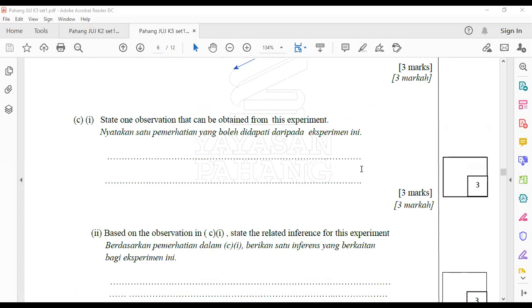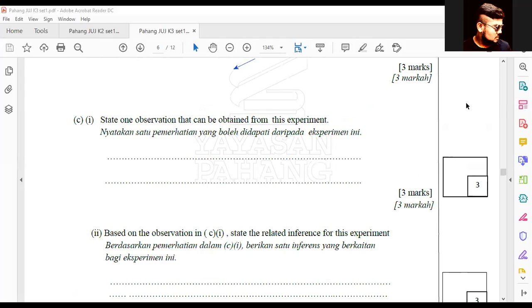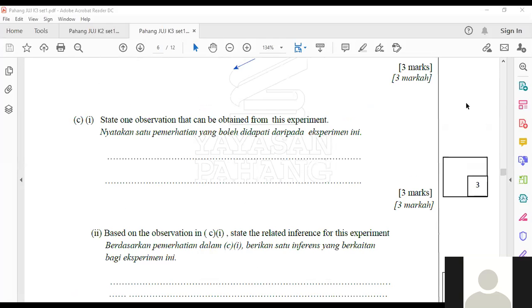State one observation that can be obtained from this experiment. Can I hear from our friend? One of you who can tell me your answer? What is your observation? Can we hear from Wan Yin? The length of natural rubber extends after weight is removed, while the length of vulcanized rubber has no difference.